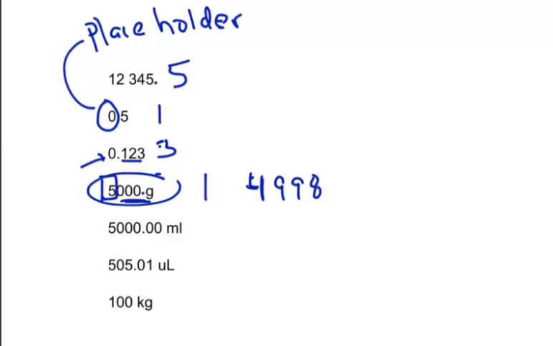However, it has more significant digits. It has 6. These zeros here are not considered placeholders because they are followed by zeros after the decimal place. So this one has 6 significant figures.